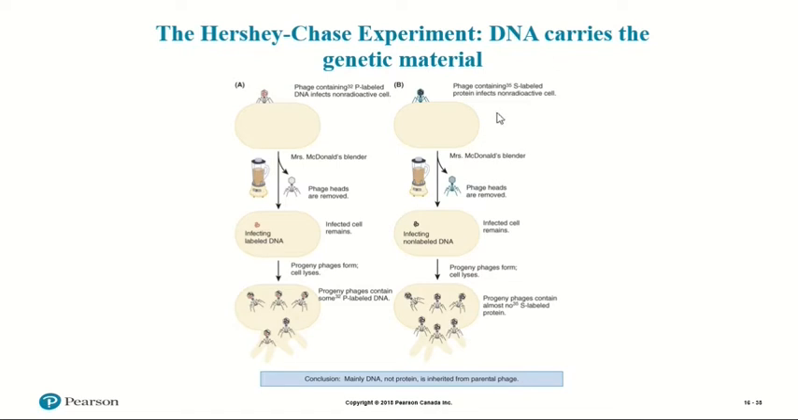On the other hand, proteins can have sulfur, and in this case, they don't have a phosphate group. So it was a perfect way to differentiate which one was DNA and which one was protein.